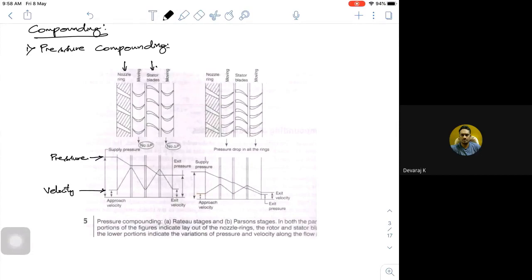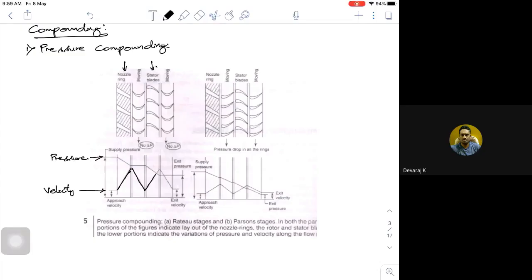The fluid enters at some velocity. The velocity increases. Then in the rotor it expands. Then in the nozzle it increases. Then it is dropping. Okay. Why is it called pressure compounding? Look at this. What's happened to my pressure? See the pressure, it drops in my stator.